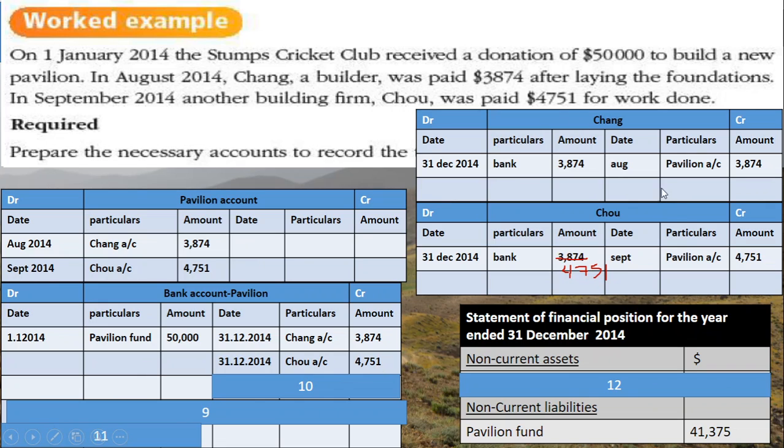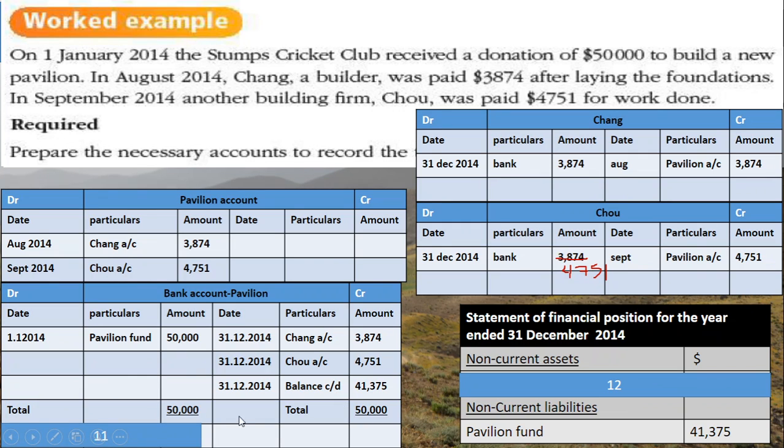Now Chang and Chow's account ledgers are closed because there is no payable anymore. Now in the bank account we need to balance it as well. First we add our total, 50,000 here, 50,000 here. The difference is your balance c/d, which becomes b/d at the beginning of next year. So we have a bank balance of 41,375. In the statement of financial position, the pavilion fund is shown as 41,375 under non-current liabilities, which we had done earlier.